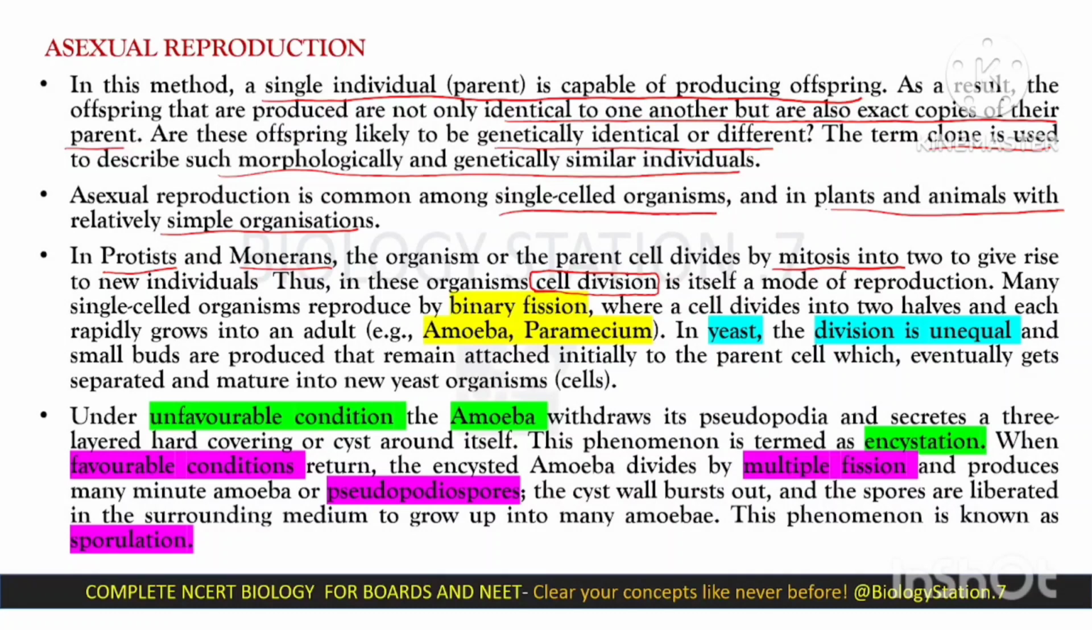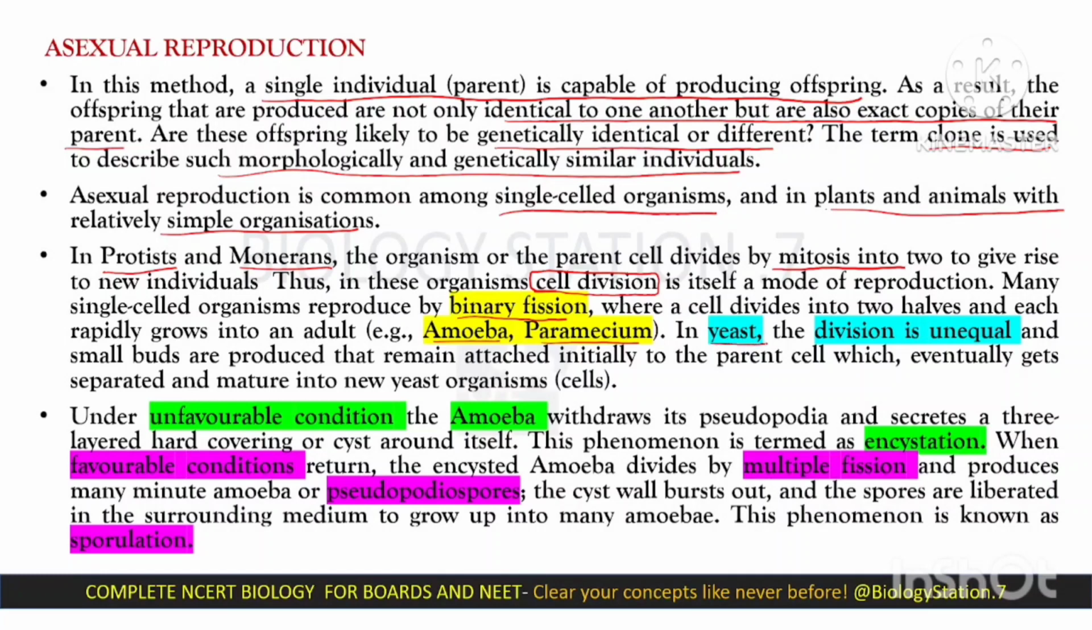Many single-celled organisms reproduce by binary fission, where one cell divides into two halves and each half grows into an adult. Here the examples for binary fission are amoeba and paramecium. I have highlighted this binary fission in yellow color so that you can relate it.